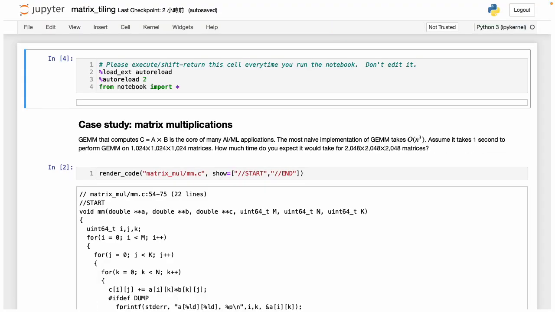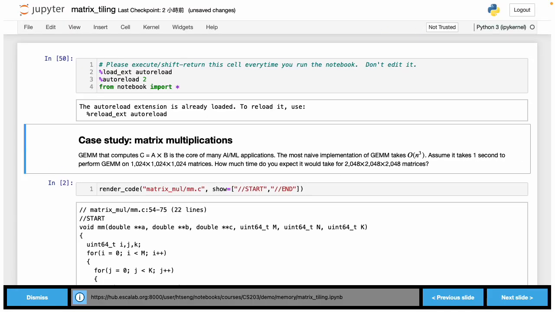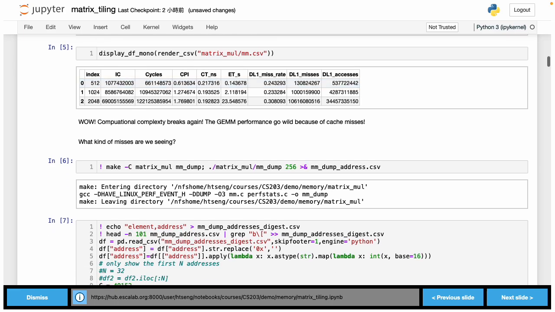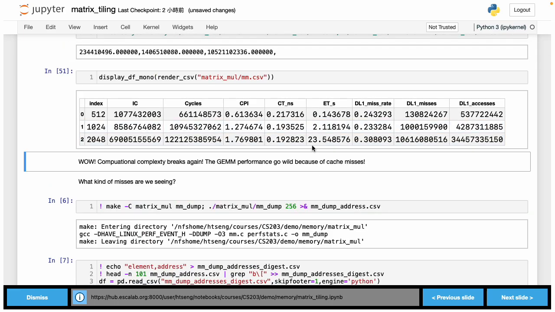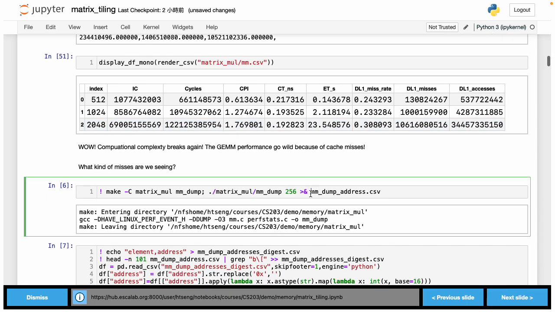So let's run the tiled version of the matrix multiplication. Demo time. Where's my cursor? Do you guys see it? No? Okay, here we go. Let's run it. That was the previous result, if you remember. Previously, it took 24 seconds for 2K.